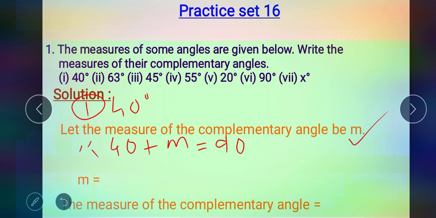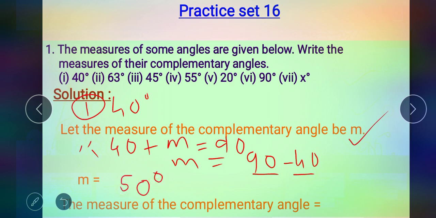When you change the side of this 40, here it is addition, when you change the side it will become subtraction, and we will get 90 minus 40. It will be subtraction when you change the side, and we'll get m is equal to 90 minus 40, is equal to 50 degrees.